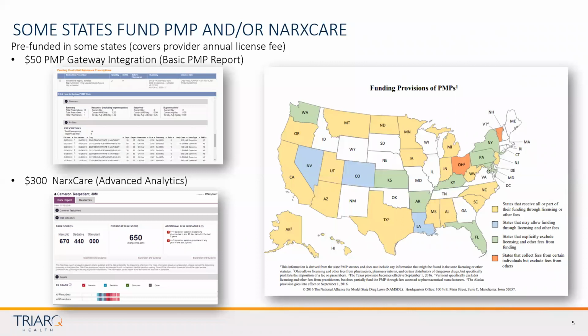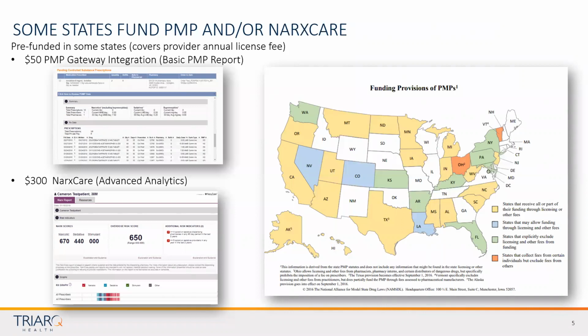The Narcs Care report is more, they call that the advanced analytics, and they're using a very interesting algorithm to come up with the risk score for that particular patient. And that is an additional $250. I have 300 here, and I've learned that the 300 actually covers Narcs Care and PMP. If for some strange reason you just went for Narcs Care, it would be just $250.